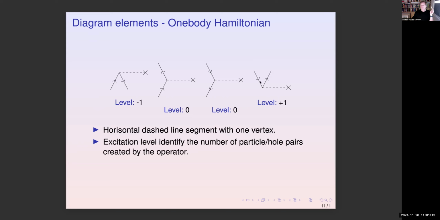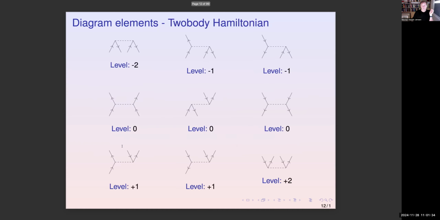And then here we create a one-particle, one-hole state. So this would be the one-body Hamiltonian when we look at the possible contributions. So the horizontal dashed lines represent a vertex, and the excitation level identifies the number of particle-hole pairs created by the operator. So this is just what we put on the whiteboard here.